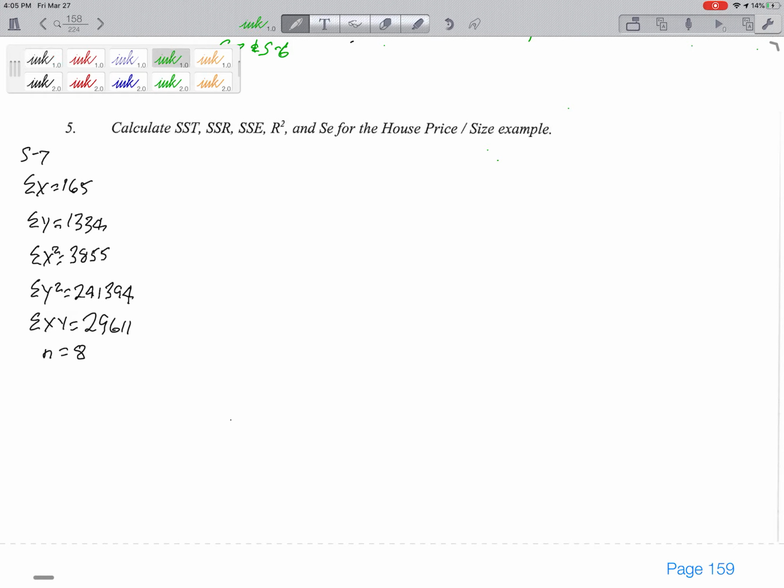Okay, SST. SST is equal to the sum of the y squares minus the square of the sum of y's over n. So the y squares, 241,394 minus 1334 squared over 8 is equal to, it's a big number, it's 18,949.50.